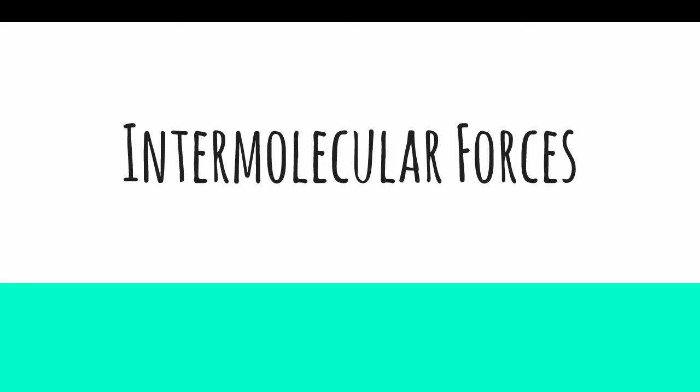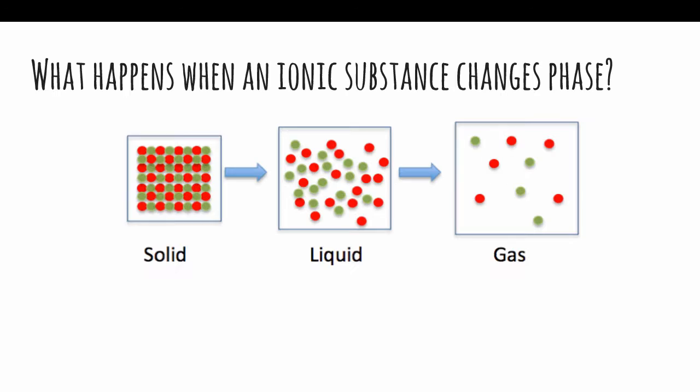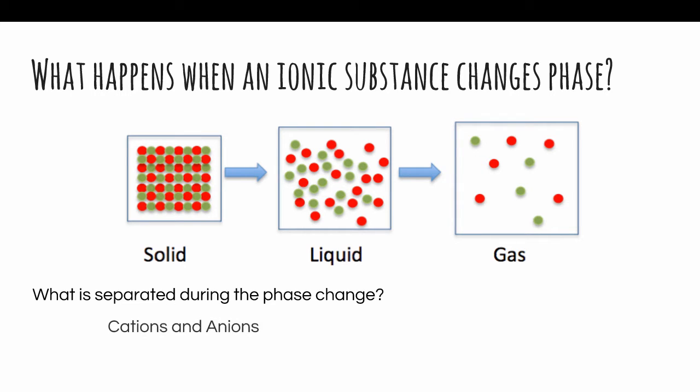Hello class, today's lecture will be on intermolecular forces. So what happens when an ionic substance changes phase? What is separated during the phase change? Well, if the red dots represent a cation and the green dots represent an anion, we know that cations and anions are pulled apart when an ionic substance changes phase.